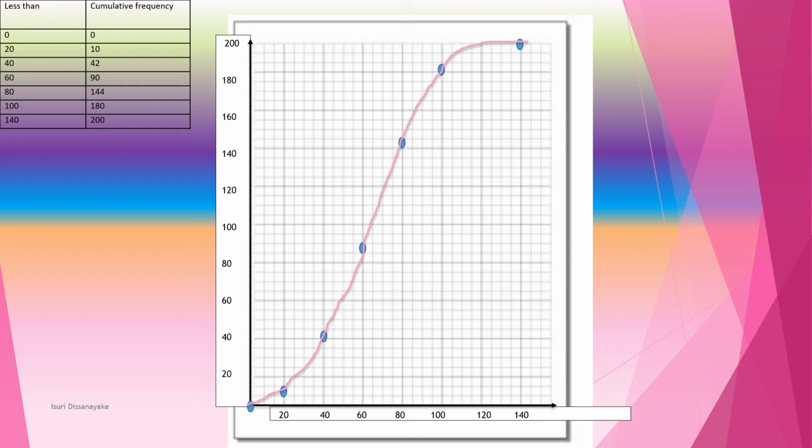Now joining these points, you can draw the cumulative frequency curve. When you join these points together, freehand, not using a ruler, this is called the cumulative frequency curve.